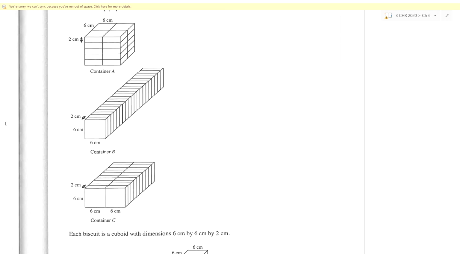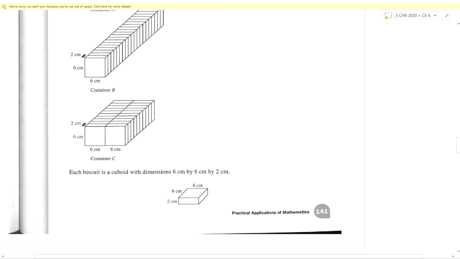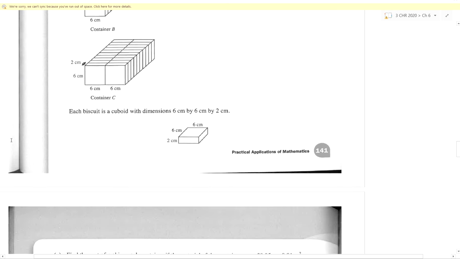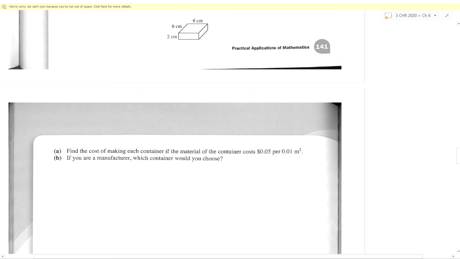Okay, now they tell us that each biscuit actually looks like this. It is a square, or rather it is a cuboid with a thickness of 2. So this is kind of like a biscuit. Find the cost of making each container.